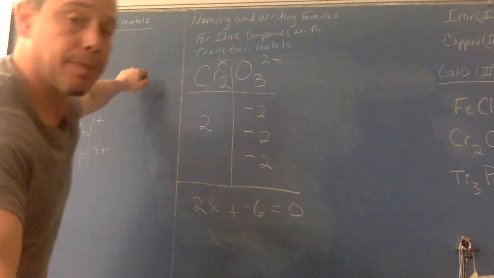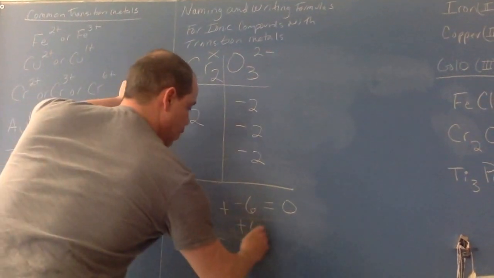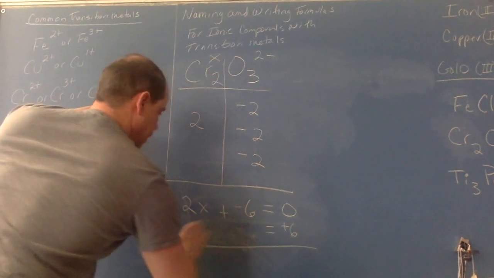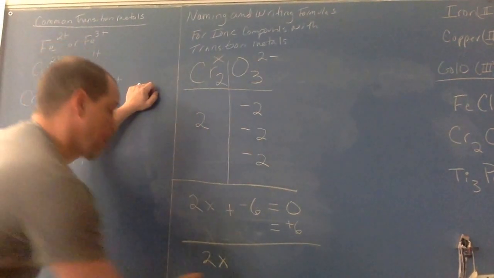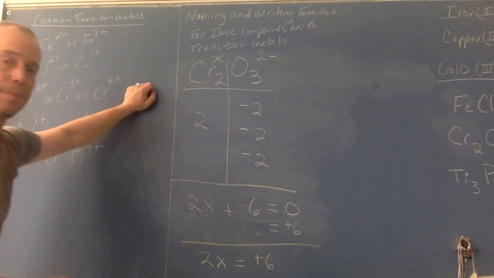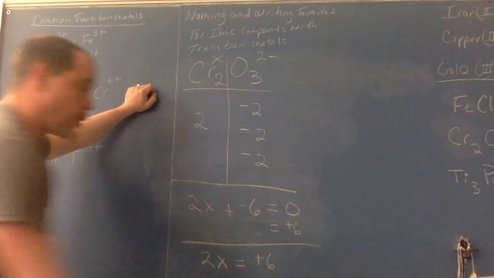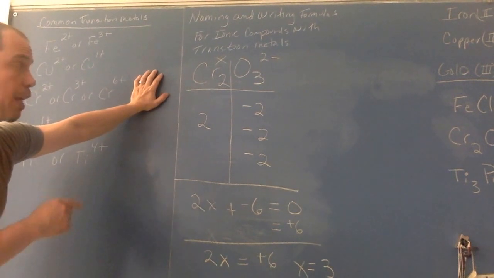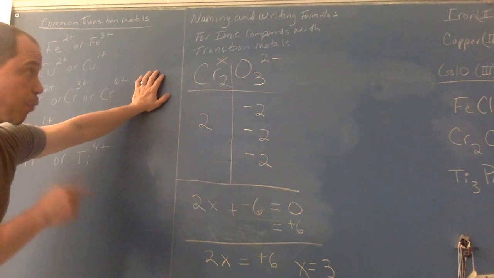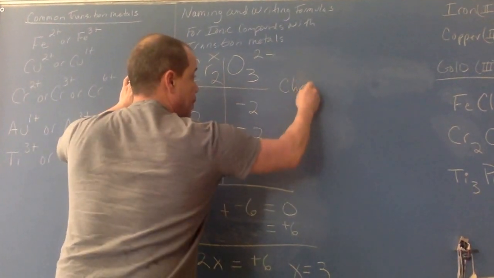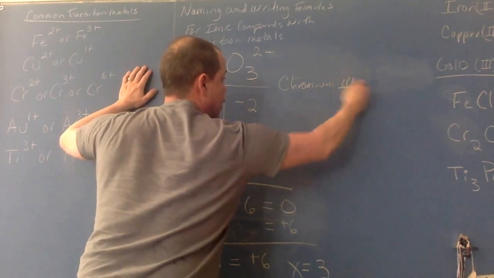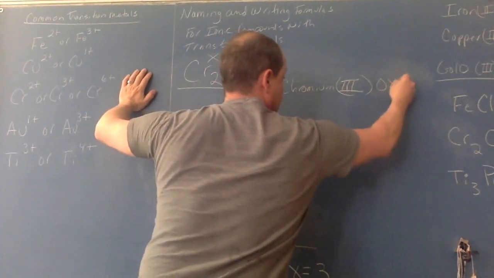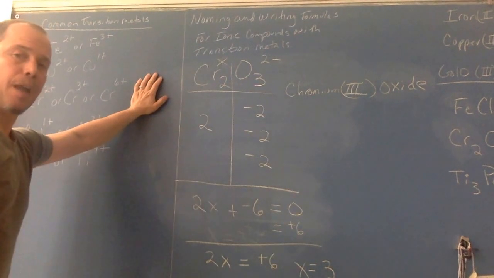Solve for X. First add 6 to one side, and then add 6 to the other side, and then solve for X. So you have 2X equals +6. So X will equal 3. That tells me that chromium's charge is 3 plus, right? Chromium's charge will be 3 plus. So let's go ahead and write that. Chromium, 3 for that +3 charge we got, and it's oxygen, so it's oxide. Chromium 3 oxide. All right, that one's right.